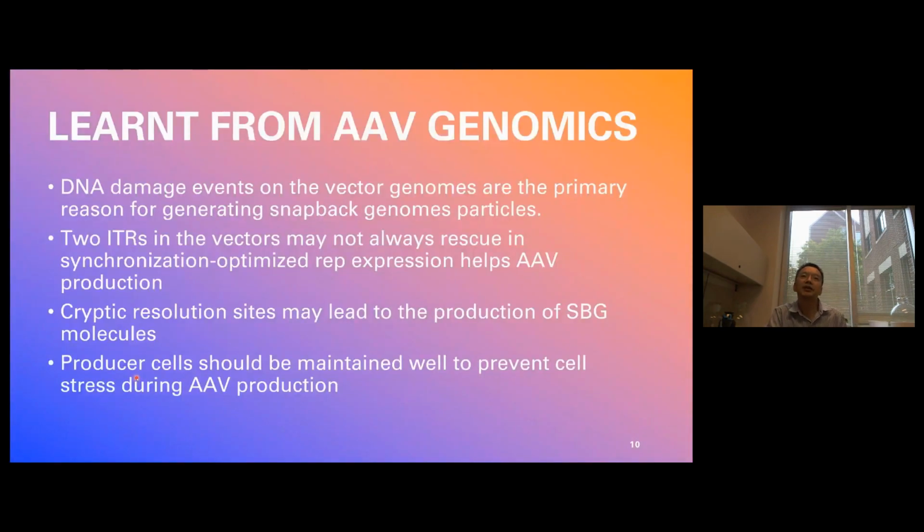So I will summarize what we learned from the AAV genomics. One is that DNA damage in the vector genomes is the primary reason for generating snapback genomes that create the heterogeneity we observed in the vectors. Two, the two ITRs in the vectors may not always function in synchronization, given the optimized Rep expression that helps AAV production, and the critical resolution size may lead to the production of snapback genomes in the AAV preparations. And the producer cells should be maintained well to prevent cell stress during vector production, because when the cell is under stress, you get a DNA damage response, and that's going to create a problem for vector production.